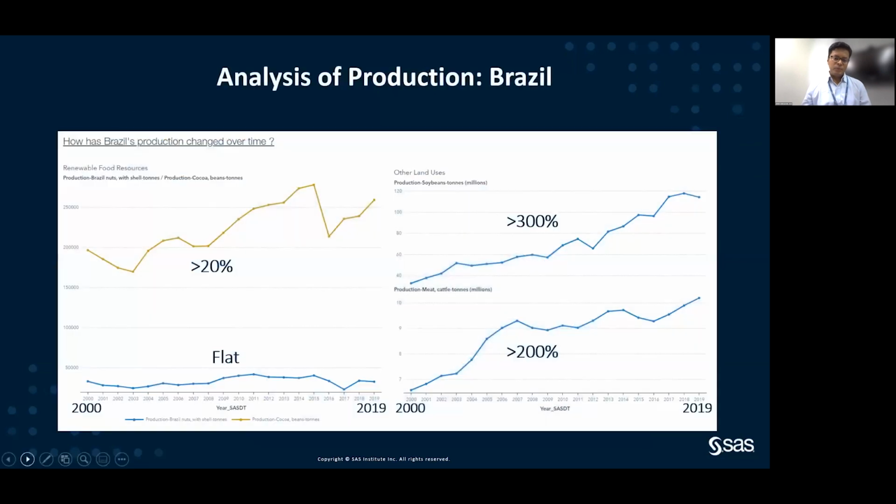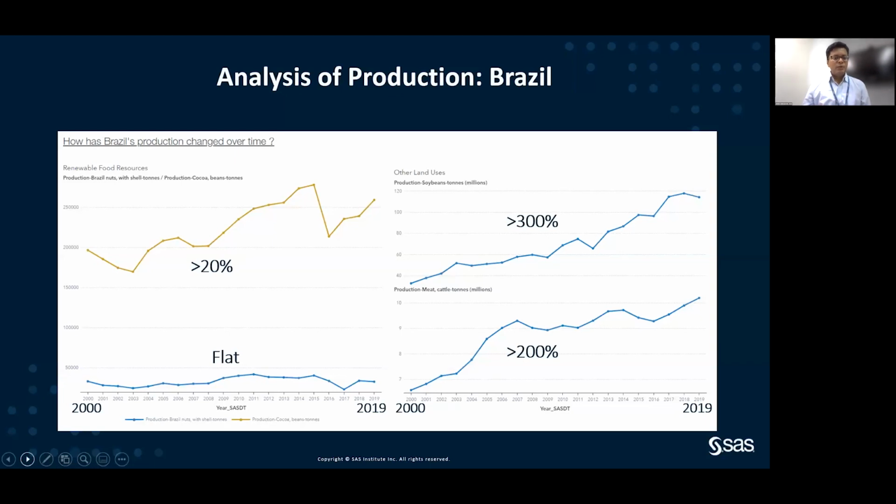So going to the next slide, this was the exploration. We got the data and we tried to create some graphs and see what the pattern is over a period of 20 years. We have restricted this to 2000 to 2019. And this is the analysis of production in Brazil.